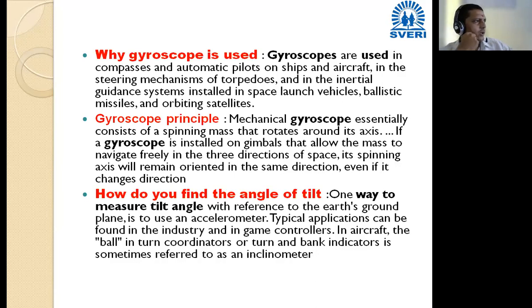Then write down the principle of gyroscope. A mechanical gyroscope essentially consists of a spinning mass that rotates around its axis.